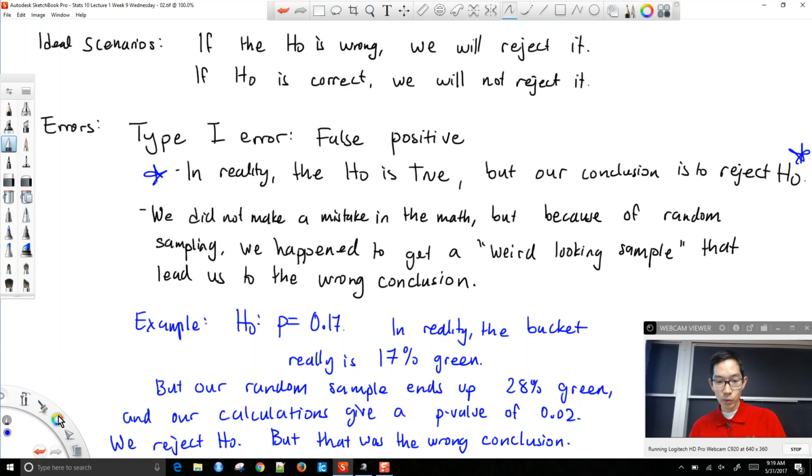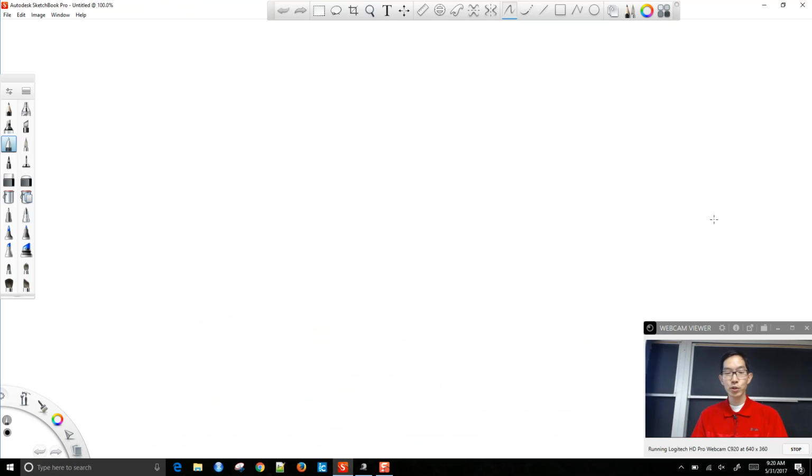Okay. So if that's the type 1 error, what do you think is the other error, right? So we've listed off the scenarios. Ideal scenario, if the null is wrong, we reject it. If the null is correct, we will not reject it. Type 1 error is the null is correct, but we reject it. Type 2 error, what is this? This is the false negative.